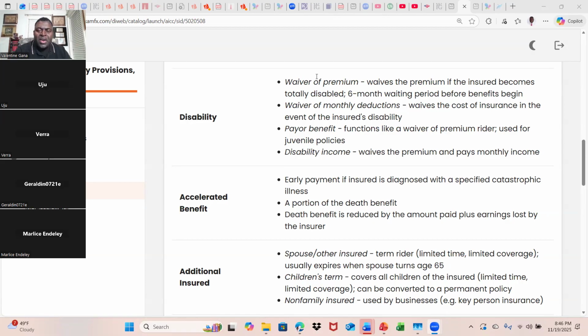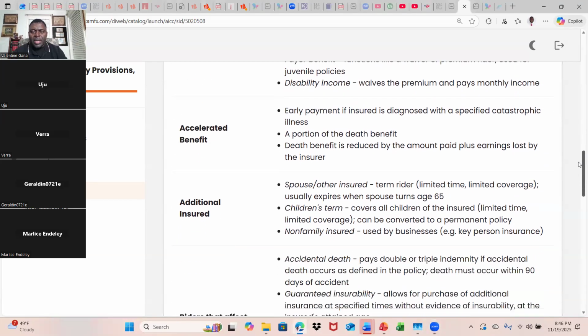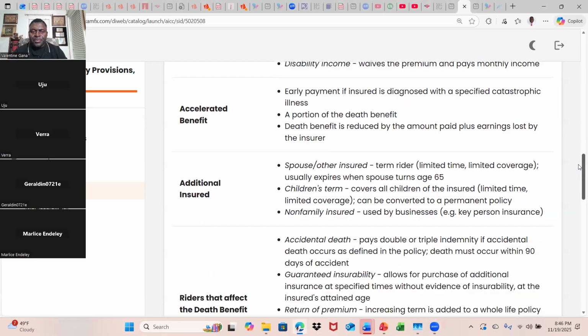Okay, for disability income, if you have a policy that says they'll pay you disability, while you are collecting that disability, it will waive the premiums. Accelerated benefit. The concept of accelerated benefit just says a policy has a death benefit. Say a policy has a $1 million death benefit.